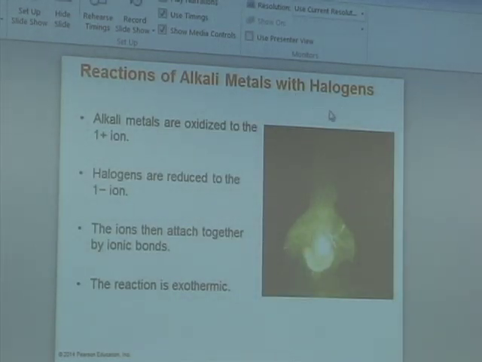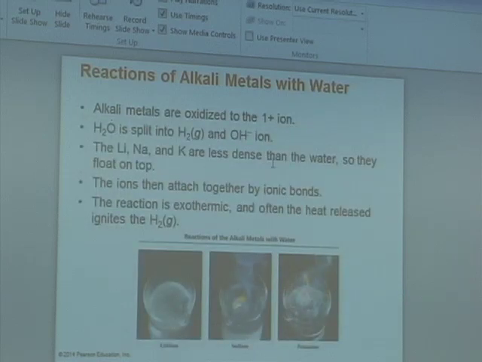So what's the reaction of alkali metals with the halogens? Alkali metals are oxidized while the halogens are reduced, and together they form an ionic bond, exothermic, so that it gives off energy. And what type of reactions do we see?